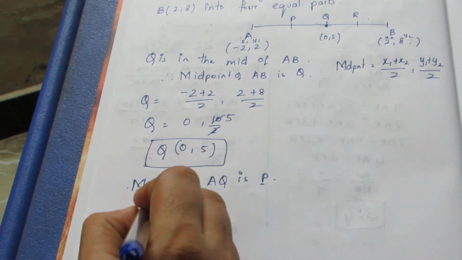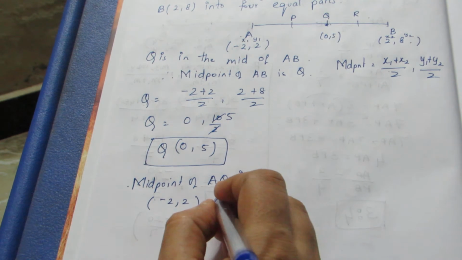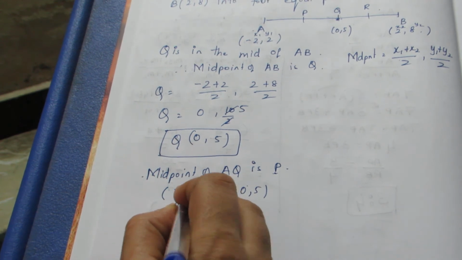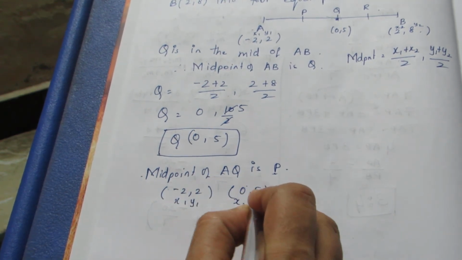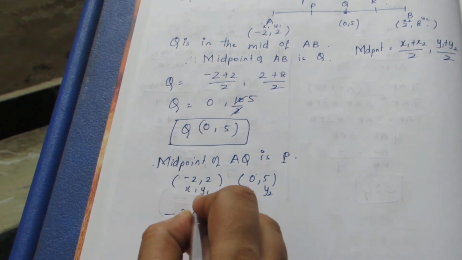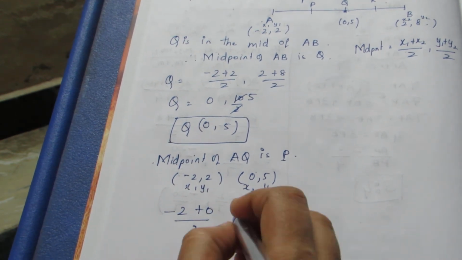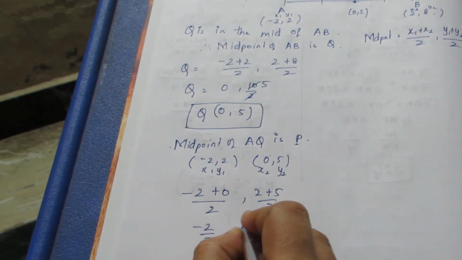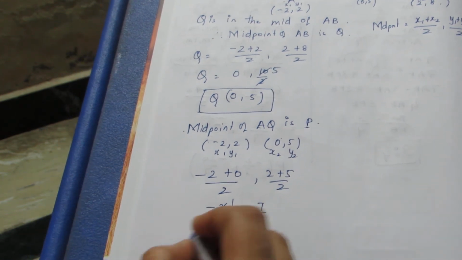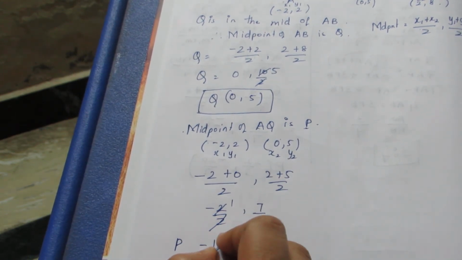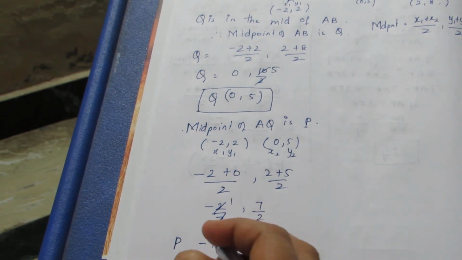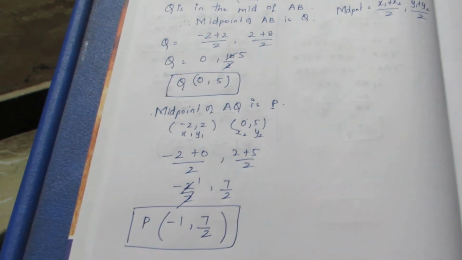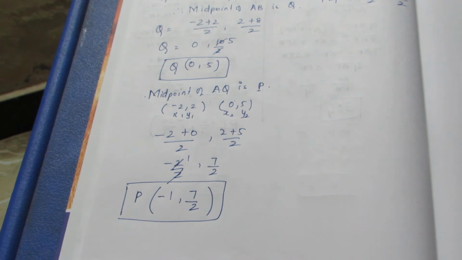So substitute the value of A, that is (-2, 2), and the Q value, that is (0, 5). This becomes x1, y1 and x2, y2. Just substitute in the formula: (-2 plus 0) by 2 comma (2 plus 5) by 2. So here it becomes -2 by 2 and 7 by 2. We can't cancel the 7 by 2, but we can cancel the first. So P is (-1, 7 by 2). We have found P to be (-1, 7 by 2).